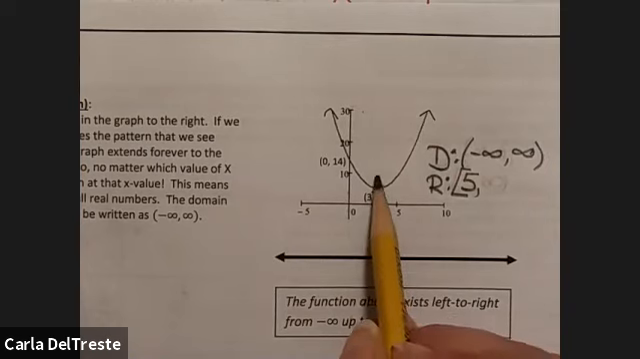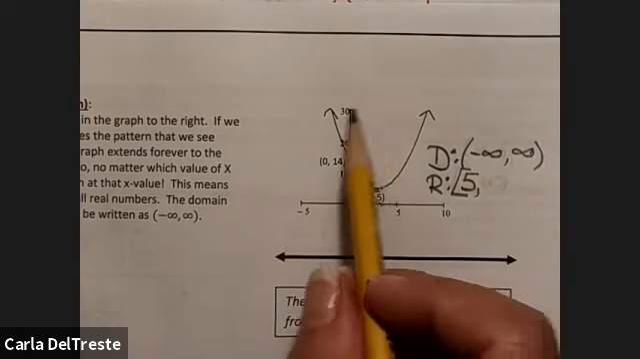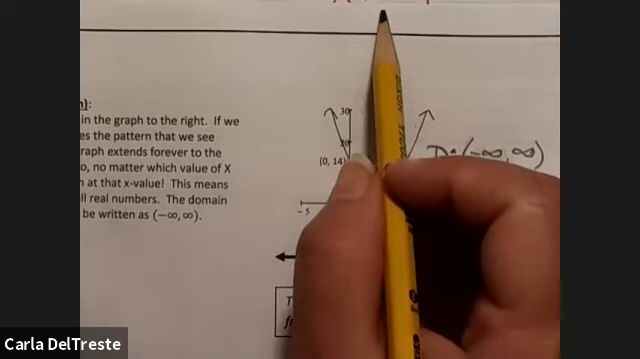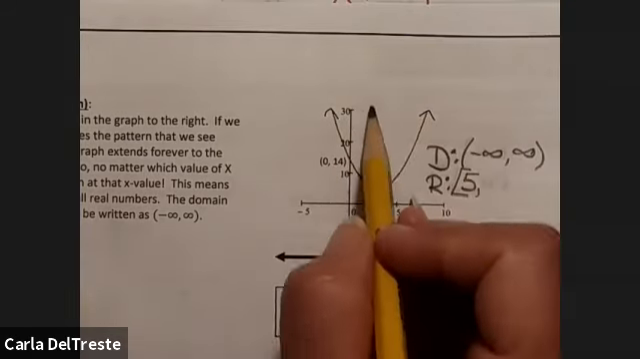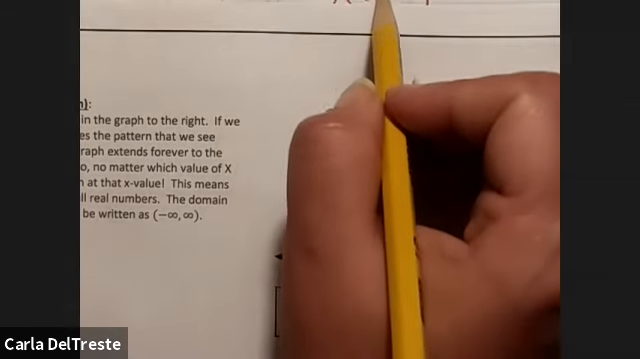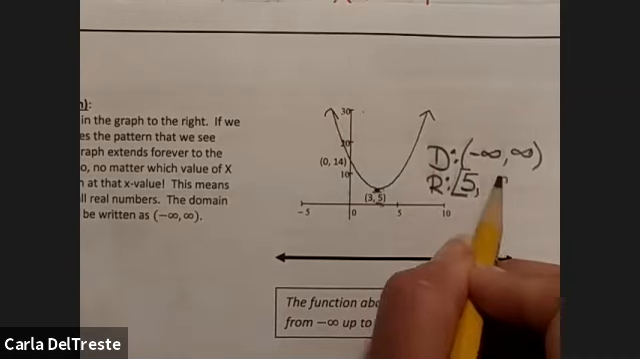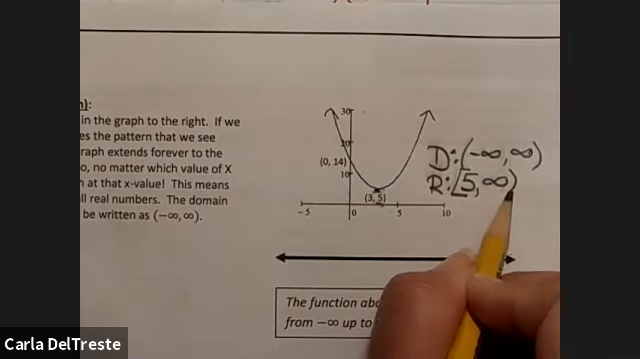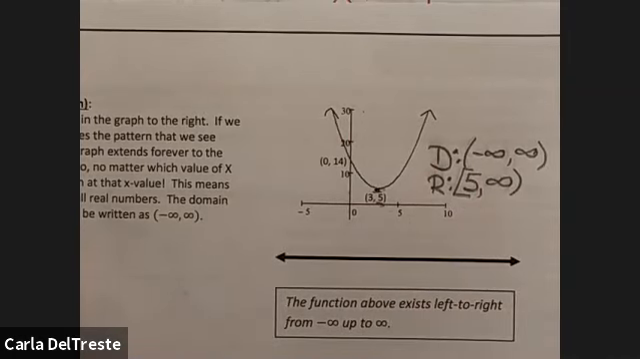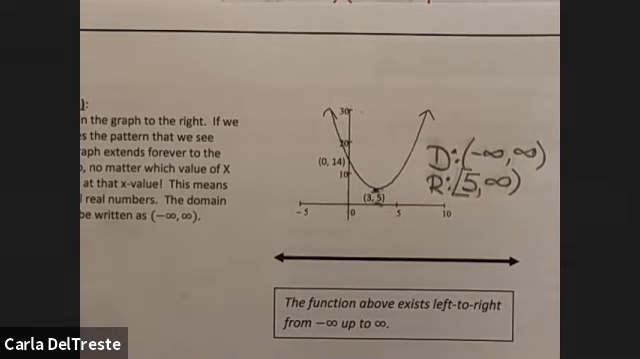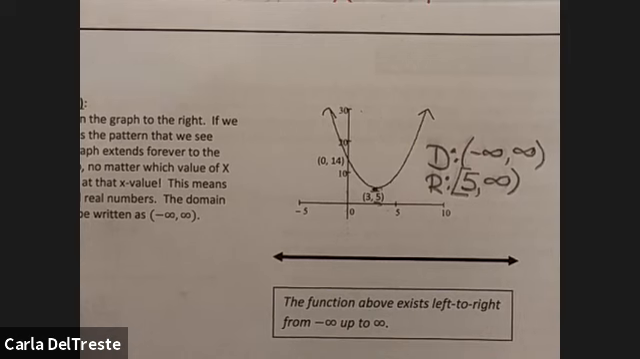And then I continue walking, and this time the arrows are going to continue with me. So there's not going to be a place that I stop seeing graph. So this is going to come out to infinity. And remember, infinity will always have a round bracket because you can't stand at infinity. So this is how you do domain and range graphically.